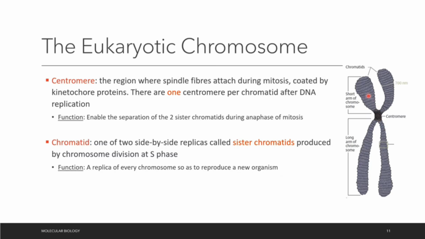Next, we have the chromatids, which are the two chromatids inside here. They are placed side by side, and they are exact replicas of each other. They're called sister chromatids, and they are produced by the chromosome division at S phase. So they are identical to each other, and one copy of them will go into the newly dividing cells during mitosis.